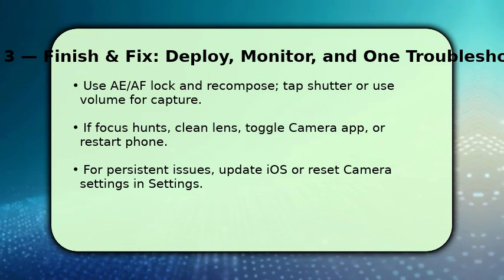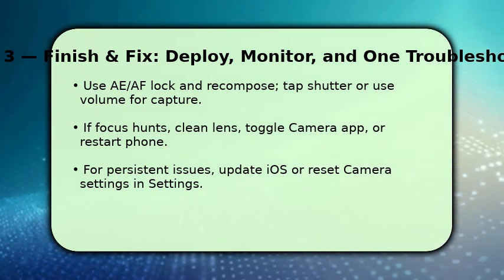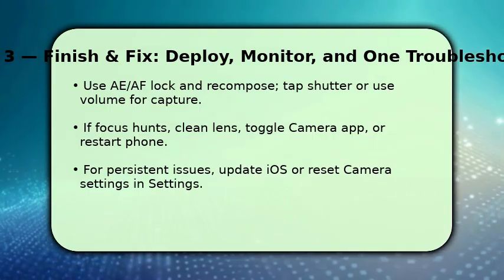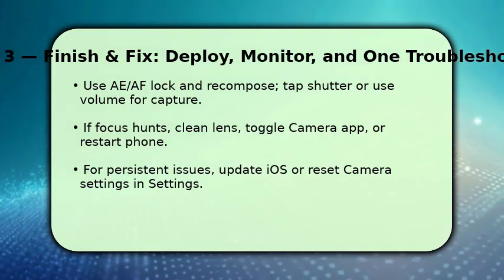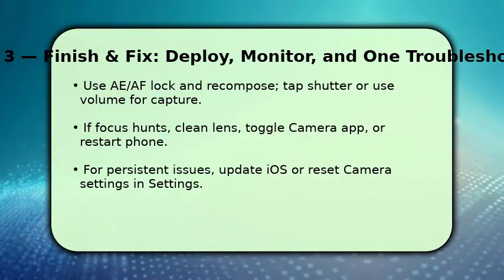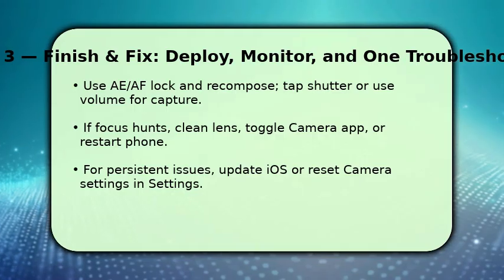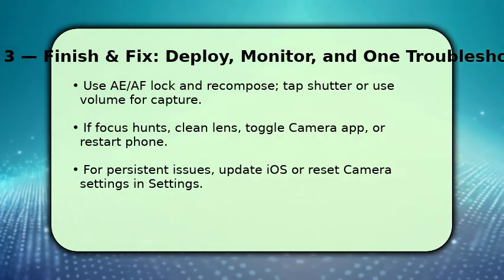If focus hunts or won't lock, first wipe the lens and try again. Next, force close camera or restart the phone. Make sure iOS is up to date, and if problems persist, reset camera settings. This clears odd behavior. One quick tip: ambient light strongly affects focus, so add consistent light when shots still miss the mark.